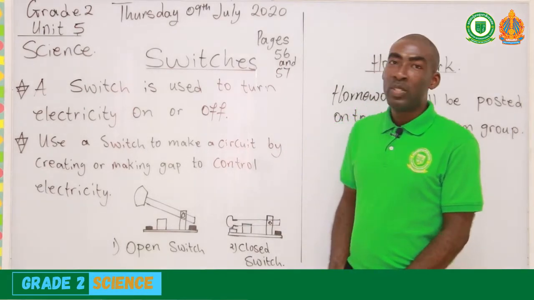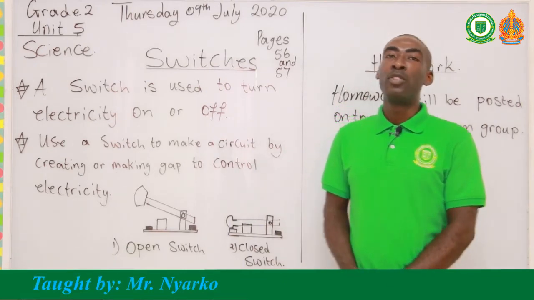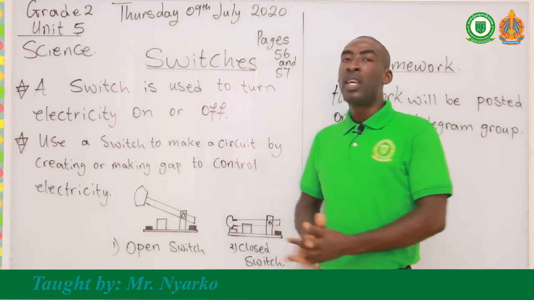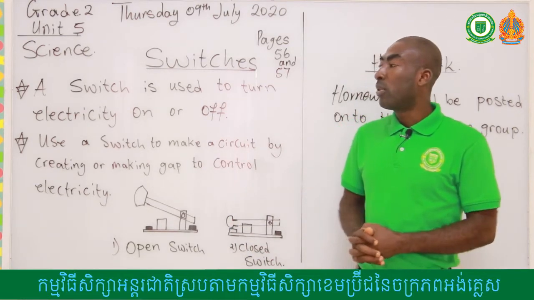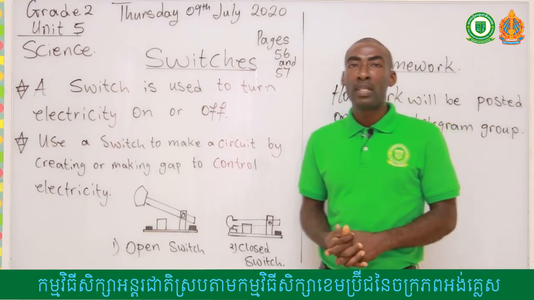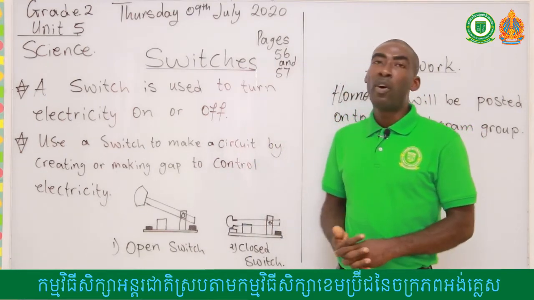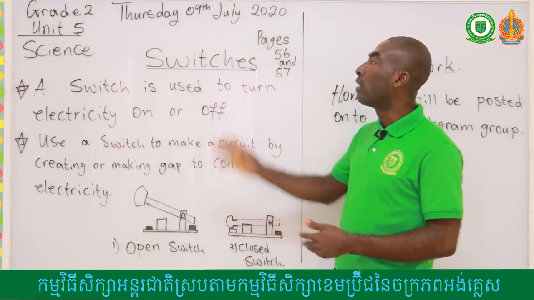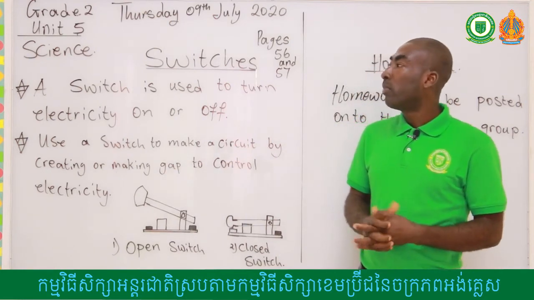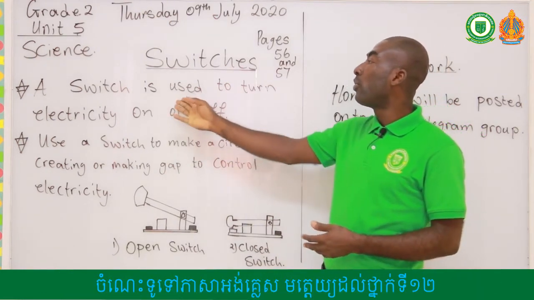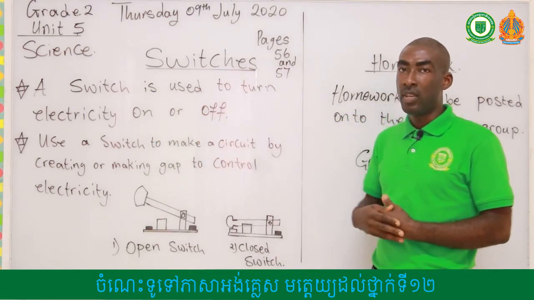I believe that you have enjoyed studying switches today, and you have also learned how you can use your switch to control your circuit and to control the flow of electricity. And you know that that small button or big button that you press on your gadget or equipment to turn it off and on is called a switch. So a switch is what we use to turn electricity on or off.